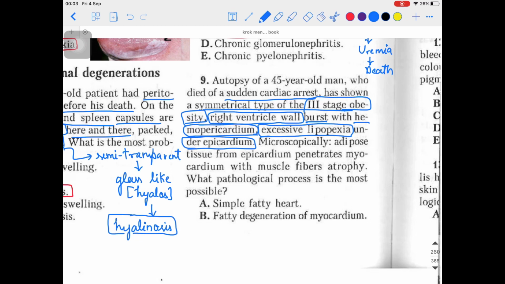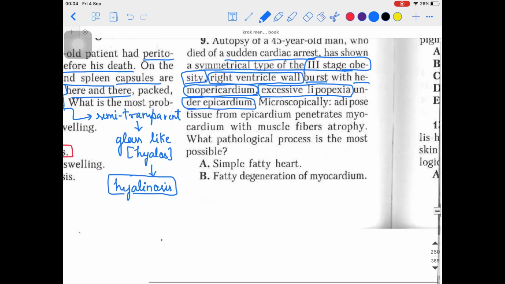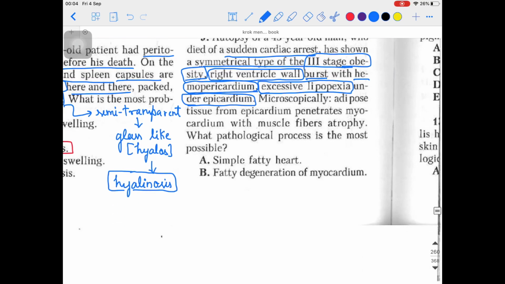Remember, I have talked about the fatty degeneration of the myocardium or fatty degeneration of the heart. That was the tiger heart situation. This is slightly different. That was the fatty degeneration of the myocardium layer. This is the fatty degeneration of which layer? Epicardium or pericardium. Now this is the main thing. If they are talking about excessive lipomatosis or excessive lipid vacuoles in the epicardium or pericardium layer, then this condition is called simple fatty heart.